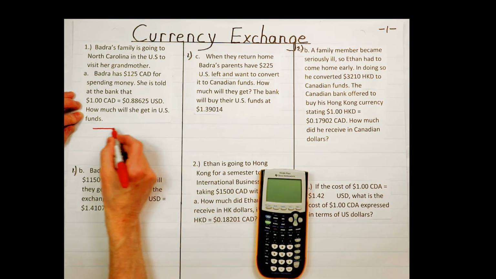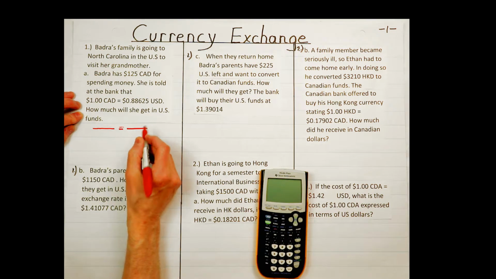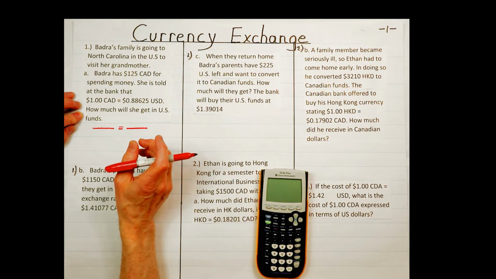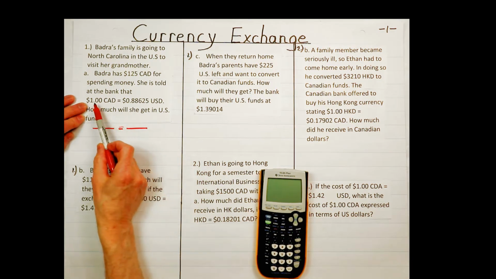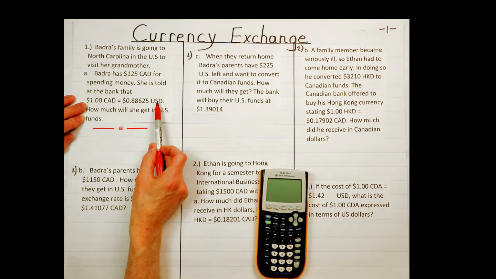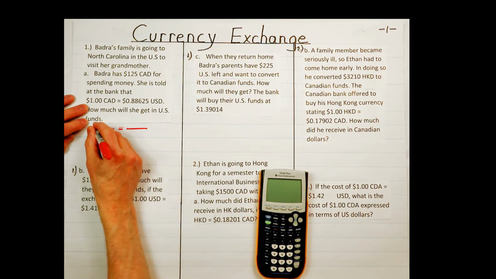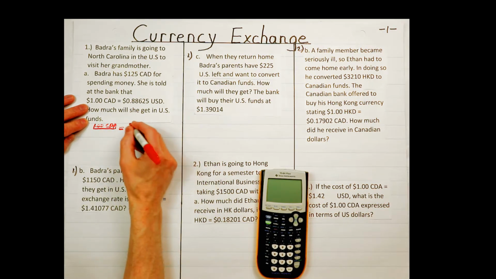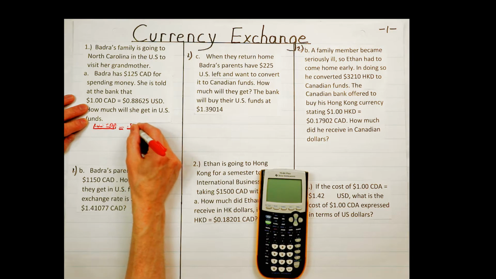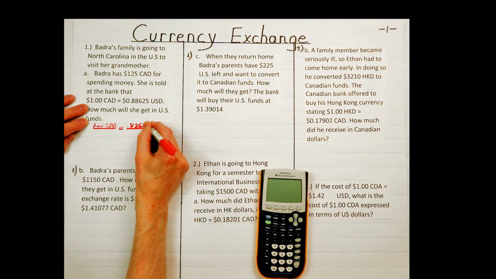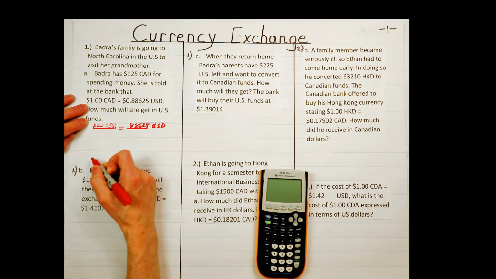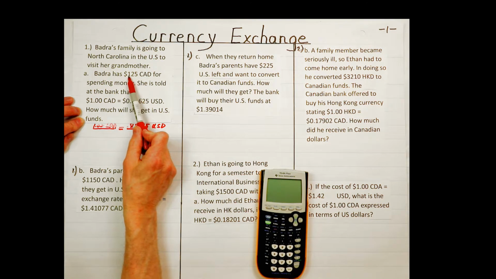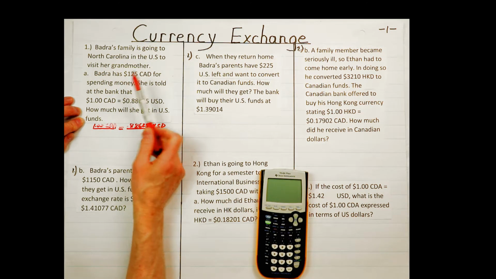So to set up a proportion, I know you used proportions earlier in the year when you did conversions in chapter 1. So the first thing I'm going to do is write down the information that I'm given for converting. So 1 Canadian dollar, CDN, is equal to 0.88625 US dollars. And we have to convert 125 Canadian to US.